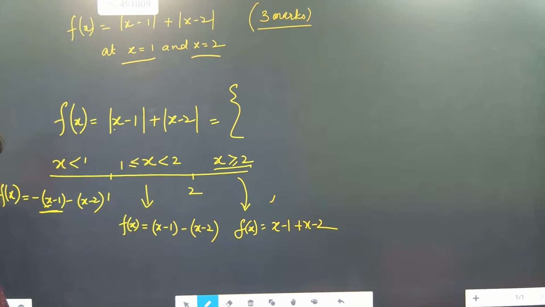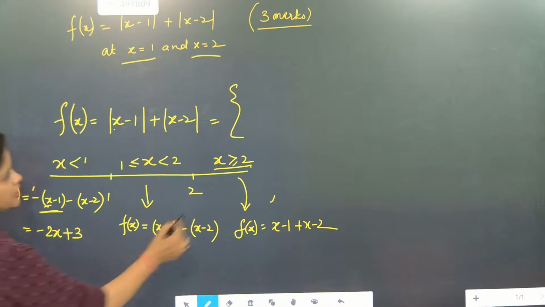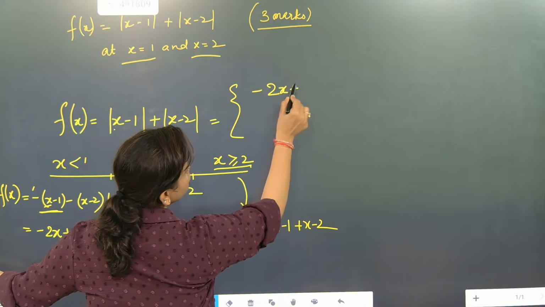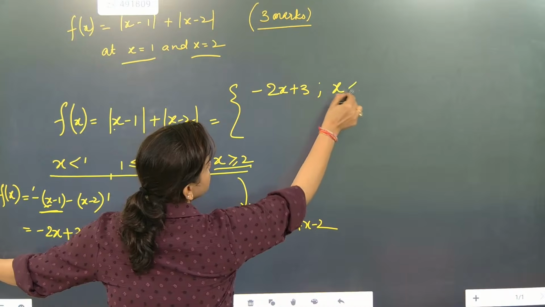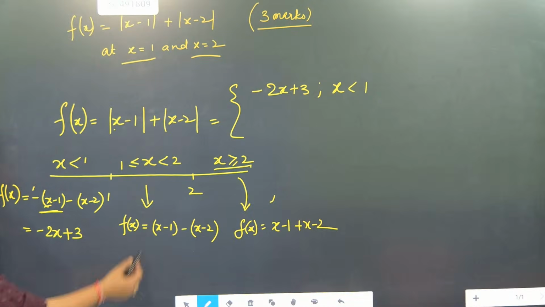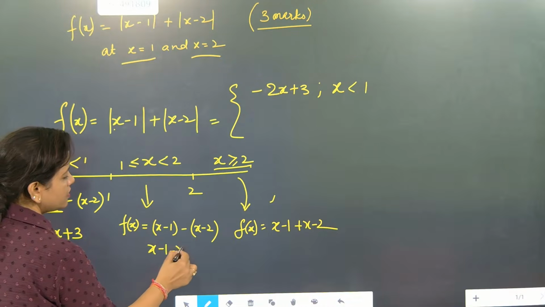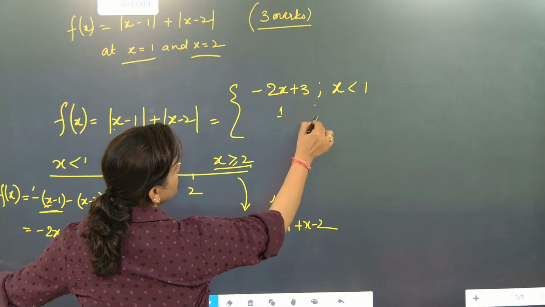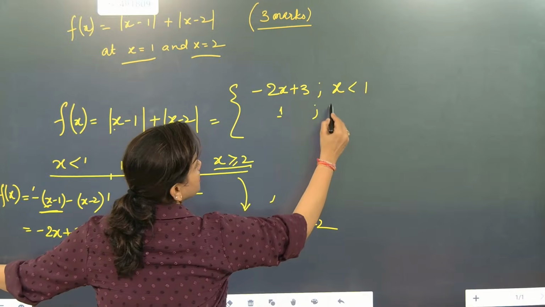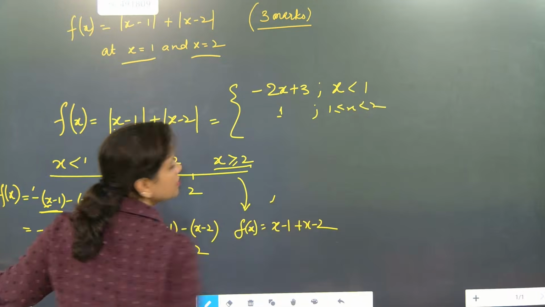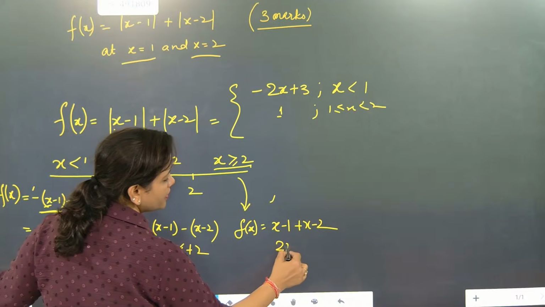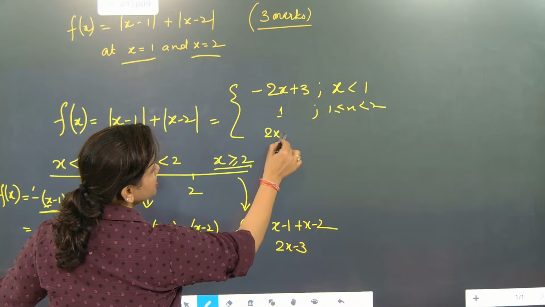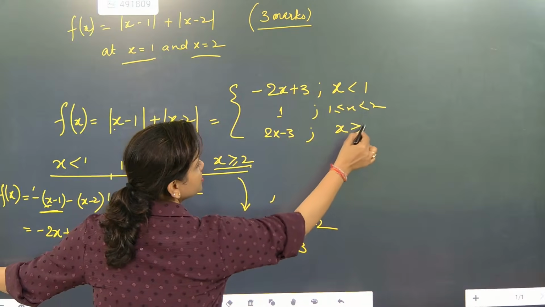So here what we are going to write, solve this one. It is coming minus 2x plus 1 plus 2, that is minus 2x plus 3. So here it will become minus 2x plus 3 when x is strictly less than 1. Open this one: x minus 1 minus x plus 2, cancel, and exactly it is coming as 1 when x is greater than 1 and less than 2. Now if you solve this one, it will become 2x minus 3. The third region is 2x minus 3 when x is greater than 2.